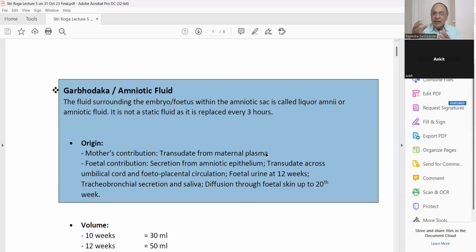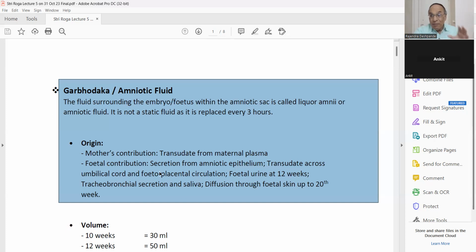You know, plasma and the cells. Blood always has a liquid part, which is called plasma, and cells: red blood cells, WBC, and platelets. So from the mother's blood, the plasma comes out from the capillaries, that is transudate. That forms the amniotic fluid. This is from the mother's side.